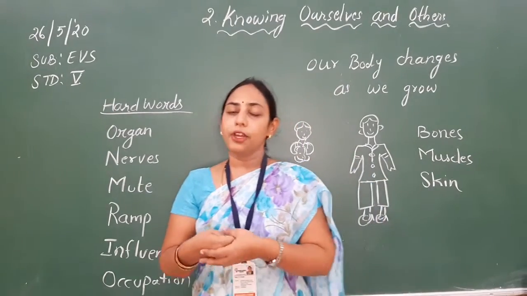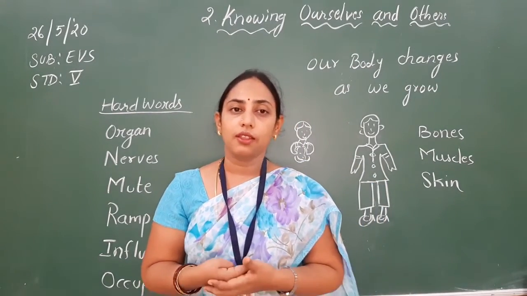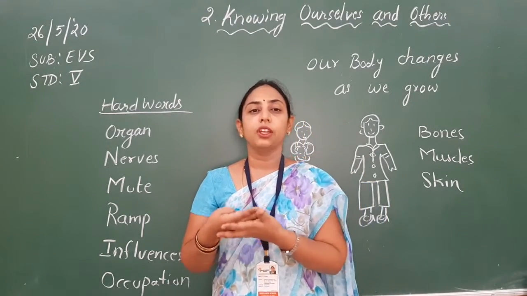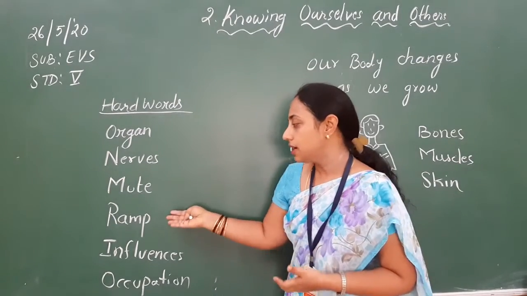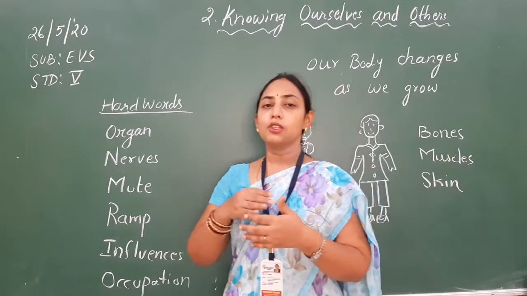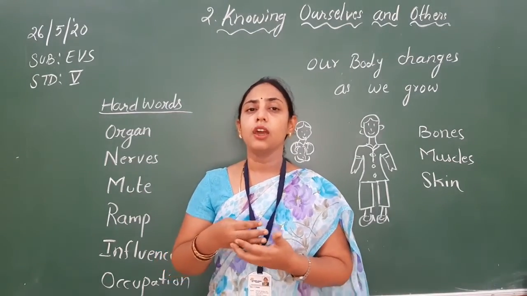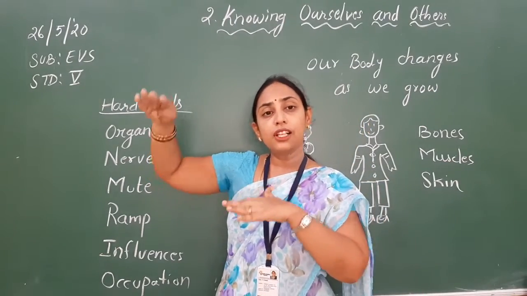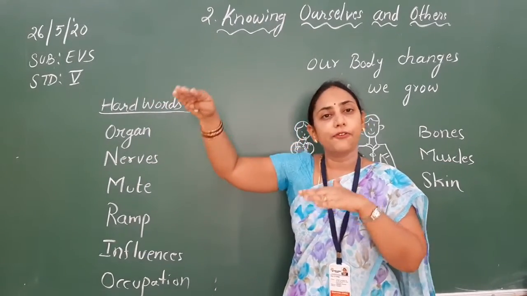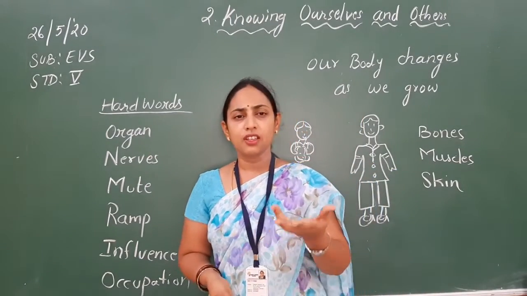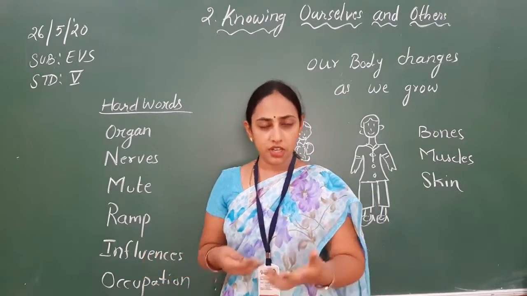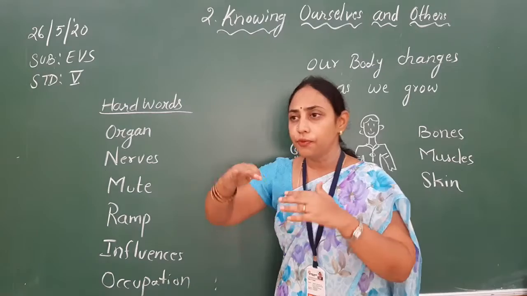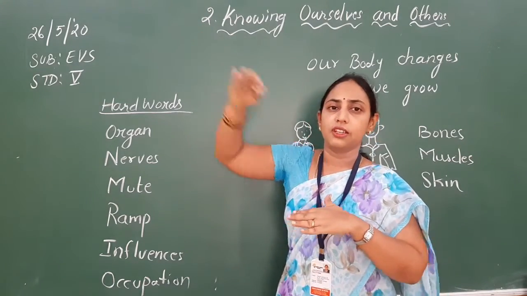Mute. Mute means when we are not able to speak anything. That is actually a disability, when we are unable to communicate with each other through words. So that is mute. Ramp. Ramp is a slope or a slide that is used mostly to travel at two different levels. Mostly nowadays you can see ramps in railway stations and all, so that we can easily drag our luggage and move. So ramp is used when we have to move between different levels.